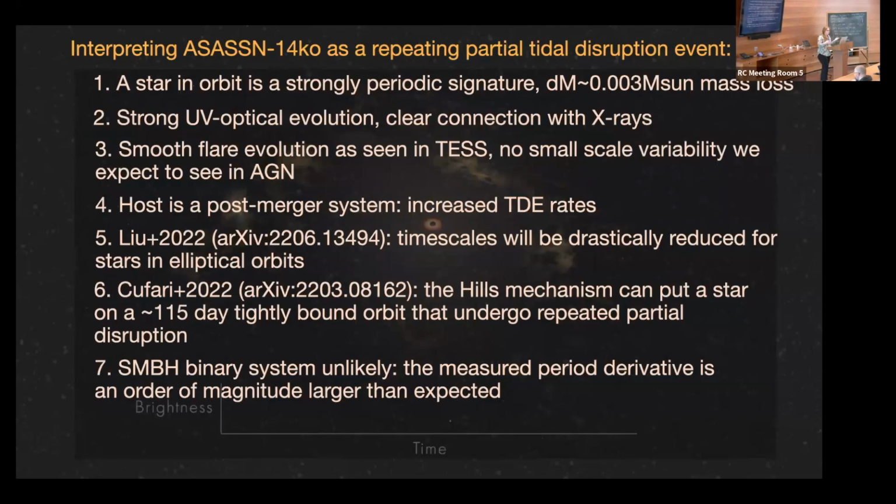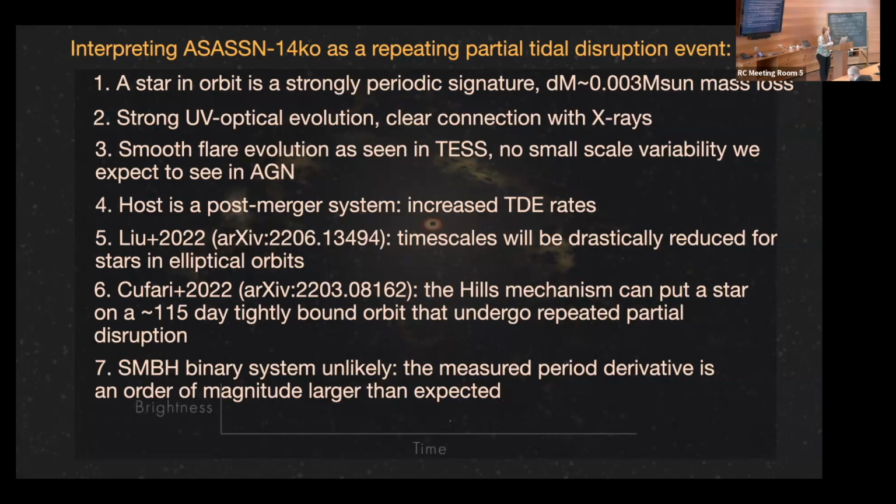So if I were to make a summary of why we think this could be the most likely scenario: looking very simply, putting a star on an orbit is a very strongly periodic signature. And looking at the peak luminosity over the duration of the flare, we get about 10 to the -3 solar masses of mass loss for each flare, which again would support thinking that this is a very long-lived event.